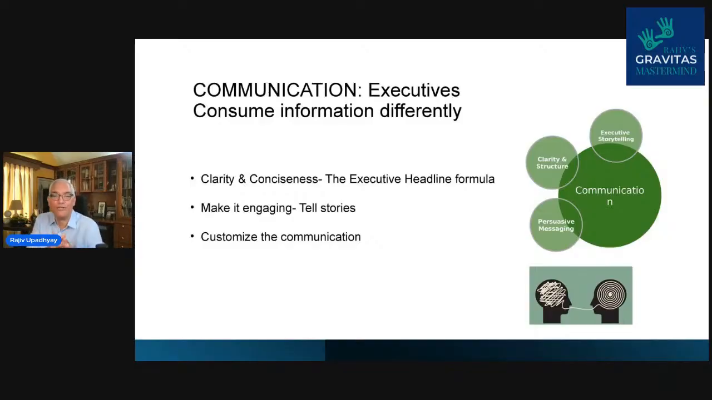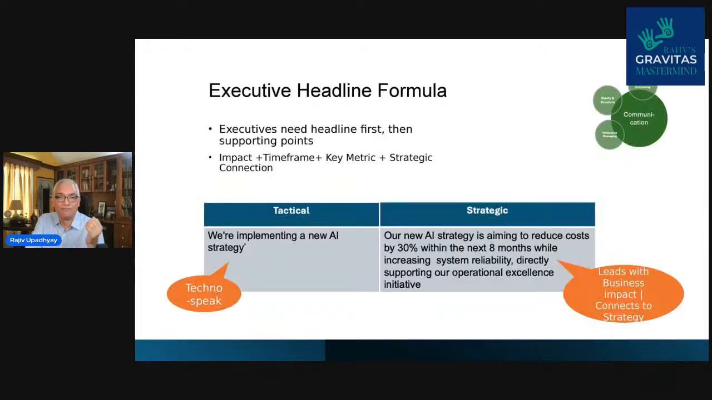So I hope you get it too, how analogies, comparisons and stories work when it comes to communication. Even at board level, these things make a lot of difference. So communication-wise, you need to make sure that you have crisp communication, you are telling stories, and you customize your communication to make it more persuasive.